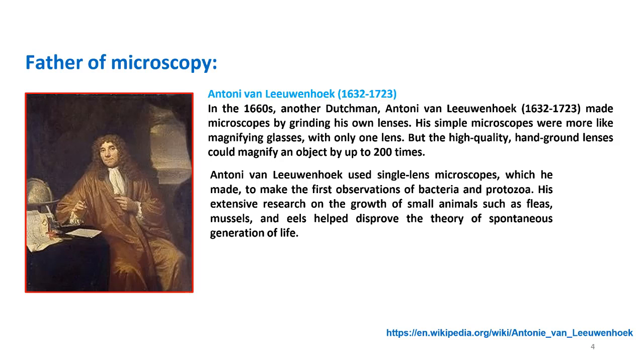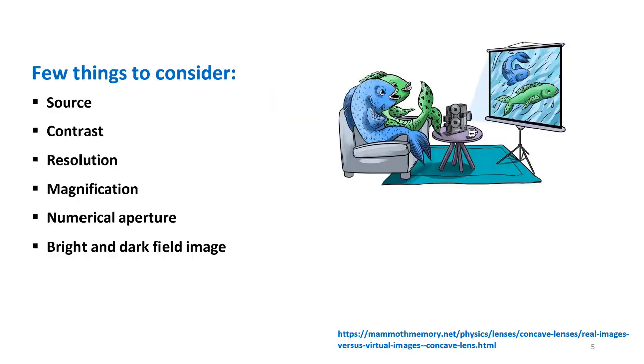So that was about the history, and then there are a few things to consider when we talk about the microscope. First one is the source, as I told. Then we have contrast, which is basically the difference between the depth of fields. I'll talk about it in the next few slides. Then resolution, magnification, and numerical aperture also play a very important role. Then we have bright and dark field images.